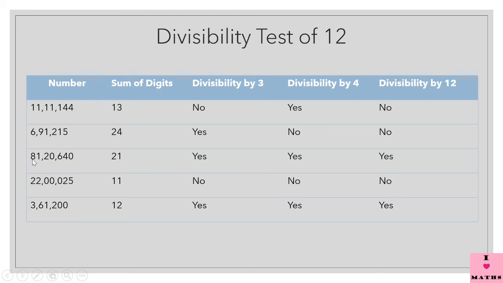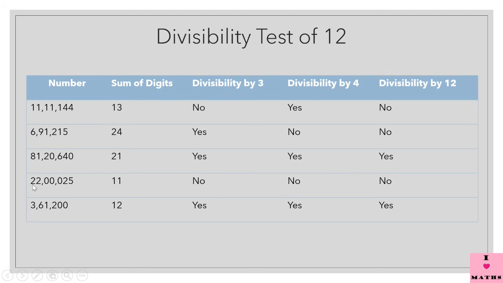Third number is 81,20,640. The sum of all the digits is 21, so this number is divisible by 3. The number formed by the last two digits is 40, so this number is also divisible by 4. Since this number is divisible by 3 and 4 both, this number is also divisible by 12.